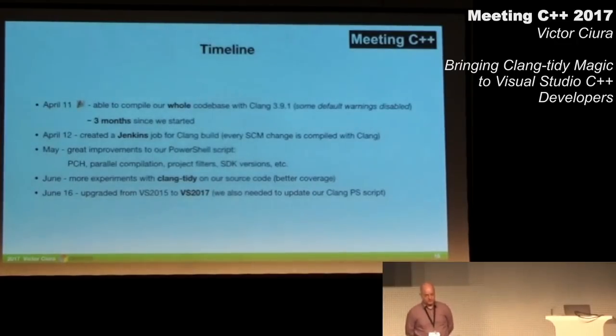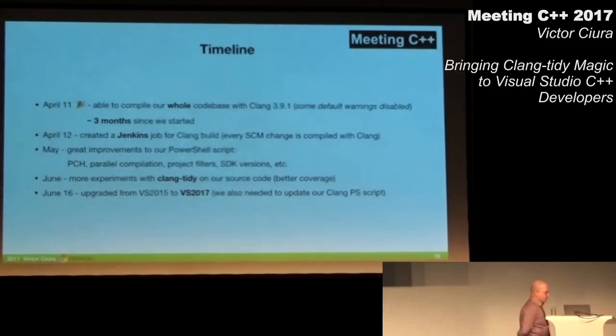By May, we made great improvements to our PowerShell script. It gained the ability to handle precompiled headers, parallel compilation. Initially, our scripts were only able to run overnight. As you might imagine, due to the scale of the code base, it took a very long time. So we cut that time seriously. It also gained support for project filters, SDK versioning, and more.